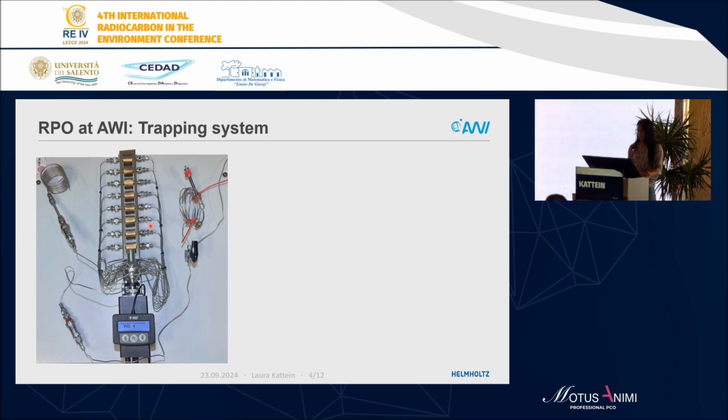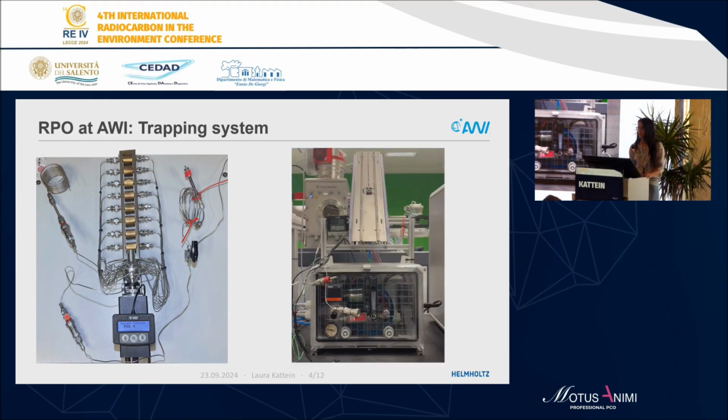Once the trapping system is loaded, it's disconnected here and here, and then we carry the whole loaded trap system to our AMS machine, which is a Mikadas. You can see it there in the background.